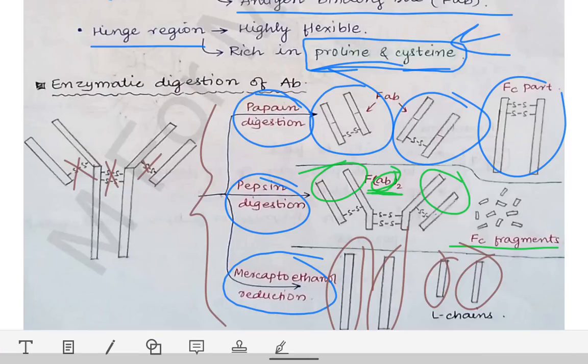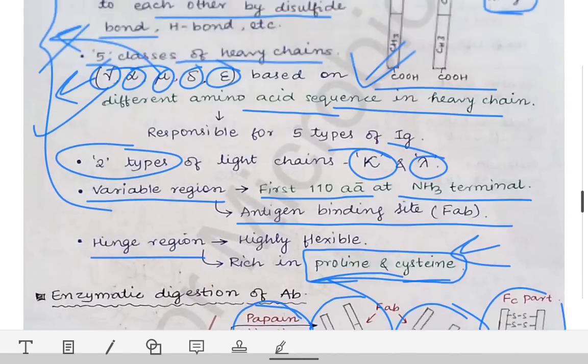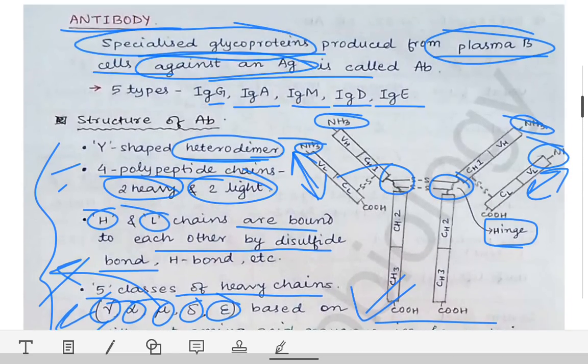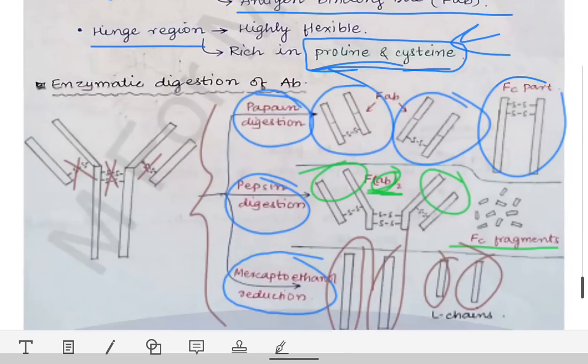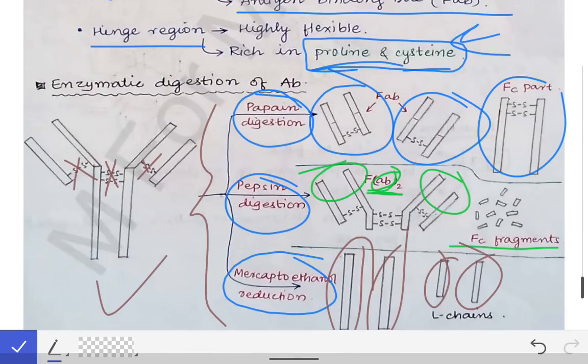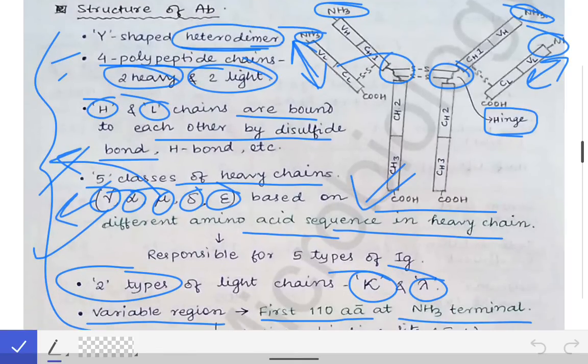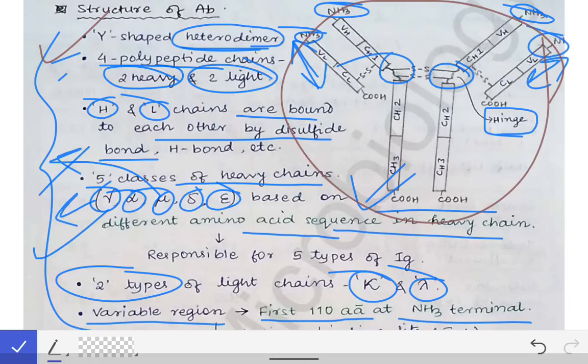This is all about the first part of the antibody chapter. There is not much to remember from here, but you can remember this part because it may be asked in the MCQs, and this part is very easy. The structure of antibody is very easy; if you remember it, then you will be able to write all these things. This is a very easy chapter.